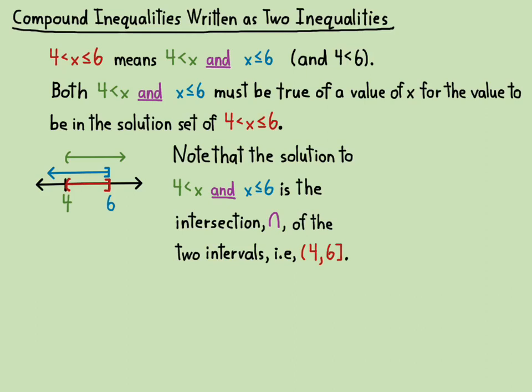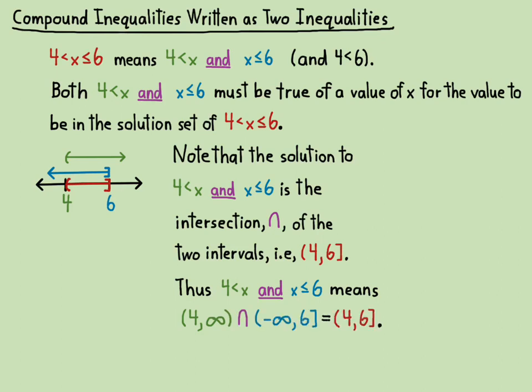So I wrote the whole thing out in interval notation here. X greater than 4 means parenthesis 4, comma, infinity, close parenthesis. And means intersect. X less than or equal to 6 means parenthesis, negative infinity, comma, 6, square bracket. And if you intersect those, you get 4, 6.